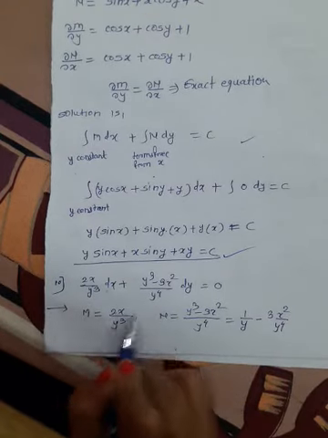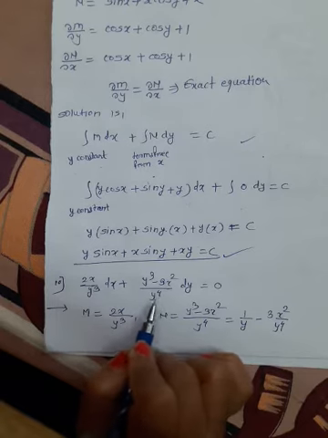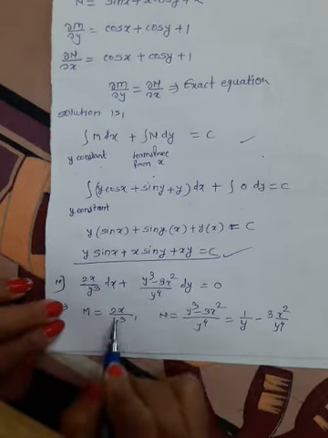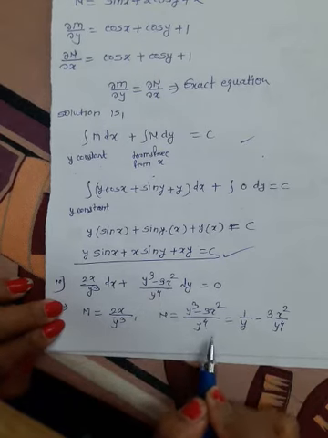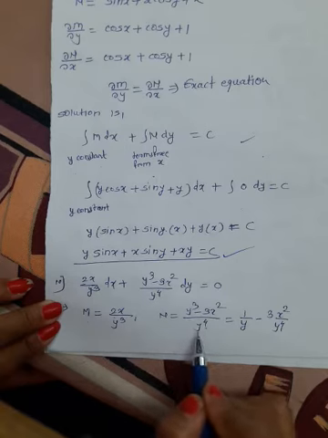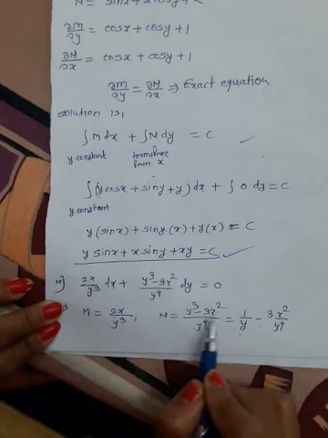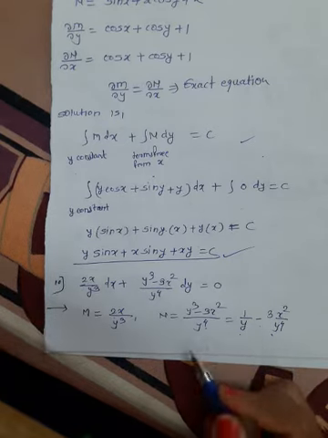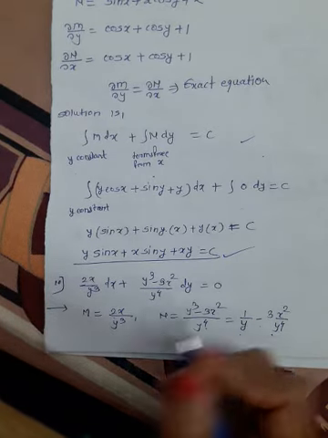2x upon y cube dx plus y cube minus 3x square upon y raised to 4 dy is equal to 0. Obviously this is m, this is n. Split this n. M is easy. Split this n: y cube upon y raised to 4 is 1 by y, minus 3x square upon y raised to 4. Why are we splitting this? Because we are going to take a derivative. Okay, that's why.